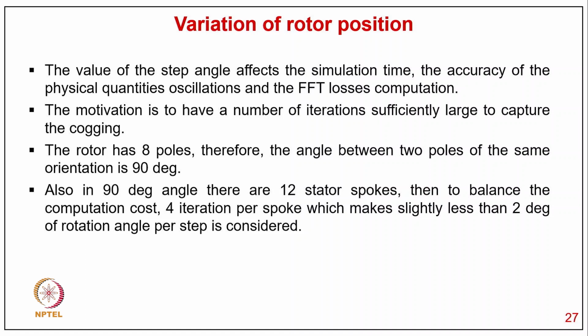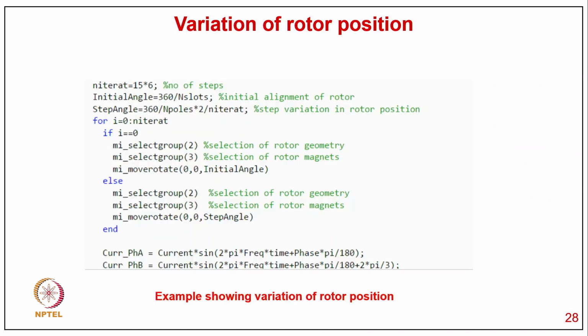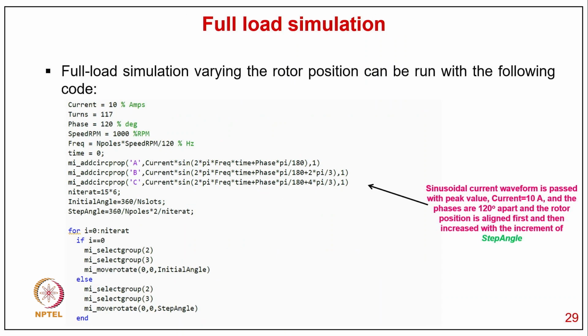Then, to balance the computation cost, 4 iterations per spoke, which makes slightly less than 2 degrees of rotation angle per step, is considered. Now this is again the code: n_iteration 15 into 6, initial angle 360 by n_slot, and step angle 360 by n_slot into 2 divided by n_iteration. And for i equal to 0 to n_iteration, if i equal to 0, then mi_select_group 2, then mi_select_group 3, and mi_move_rotate 0 comma 0 comma initial angle, else mi_select_group 2, mi_select_group 3, mi_move_rotate 0, 0, step angle, and then current phase A, the current sine into y, and the current B and the current C.